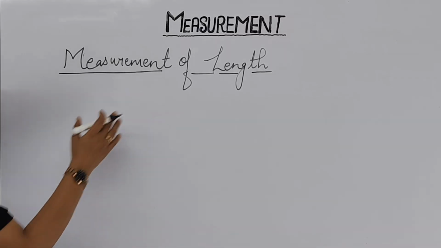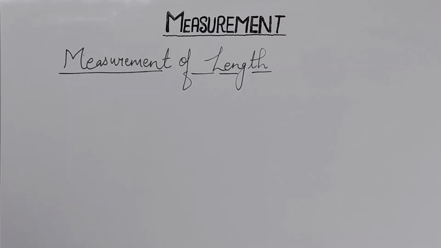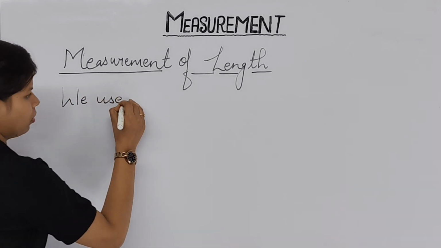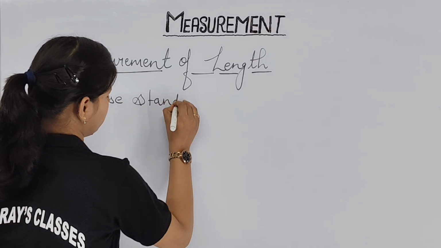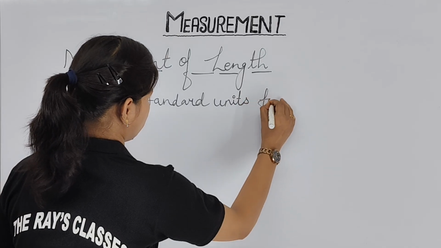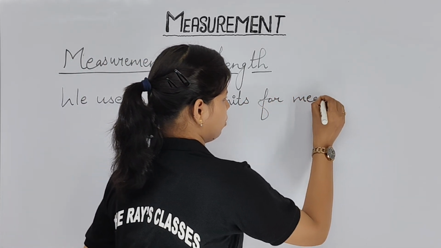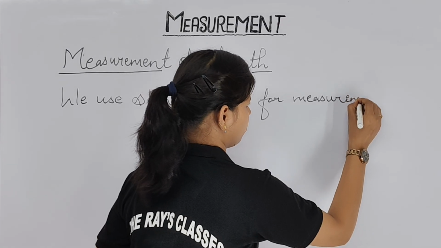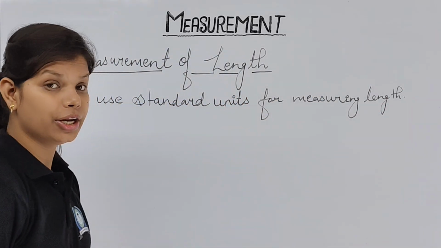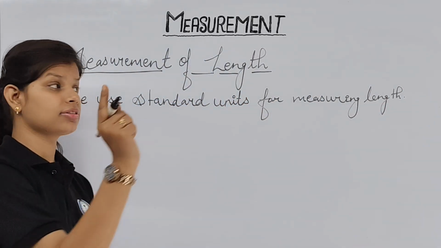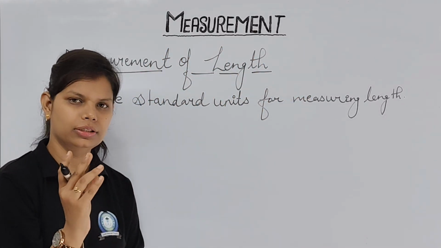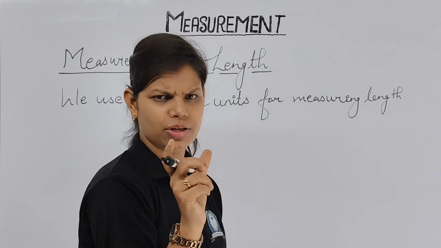Example, you can see. We cannot give directly that example. You can write, we use standard units for measuring length. Standard unit. Please note and write in your mind. Standard units like centimeter, meter, kilometer. Basically, we are using these three.